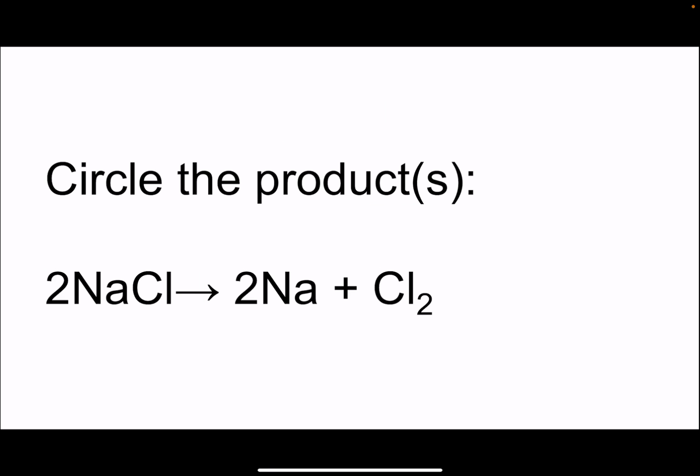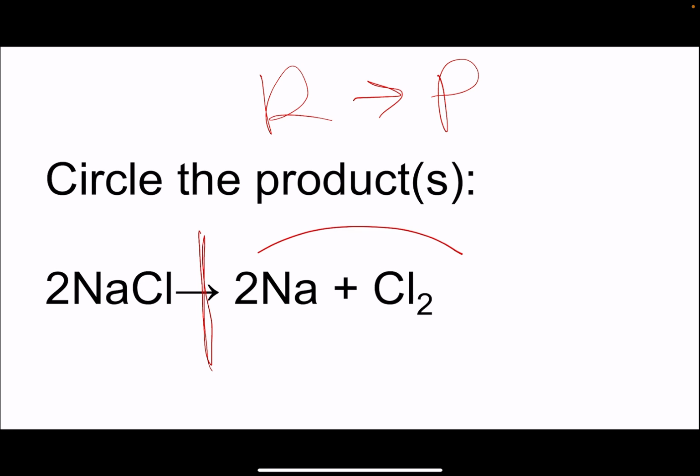Now the next one says circle the products. So just like I said before, find your yields, and you'll see that our reactants point to our products, and we'll actually have two products in this chemical reaction.